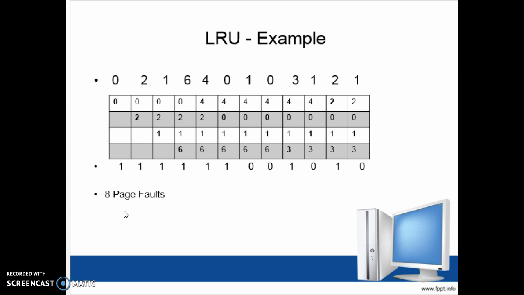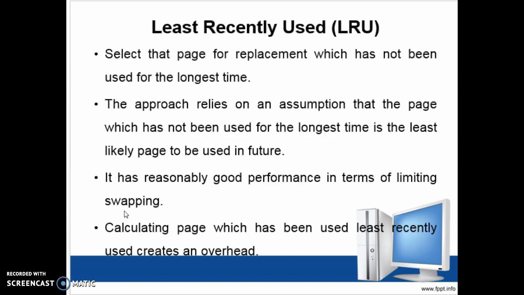Again 1 is there, so no page fault. Again 2. With which page do we replace 2? Here, see, 1 3 0 1 0 4. The least recently used page is 4, so we replace it with 2. And again 1 is present, no fault. So in total 8 page faults. That is called least recently used.